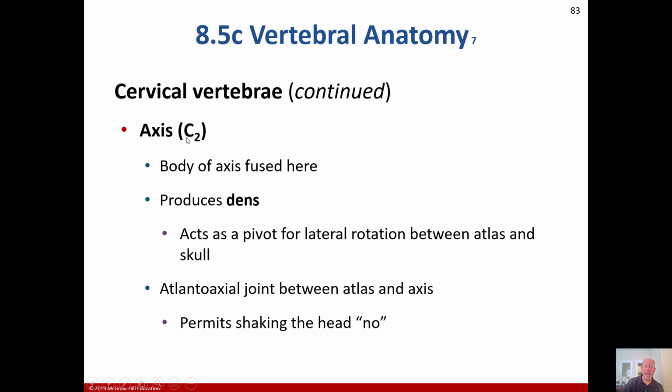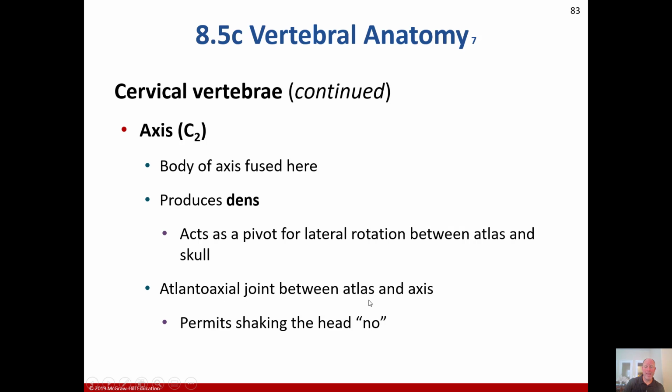And of course, axis is C2, the next one down. That's going to provide more pivot, more rotational type motion, whereas atlas is more sagittal plane type motion, technically flexion and extension. Axis is going to provide you with rotational capacity for the cervical spine. The body of the axis is fused there, produces the dens, which acts as a pivot for the lateral rotation between the atlas and the skull.